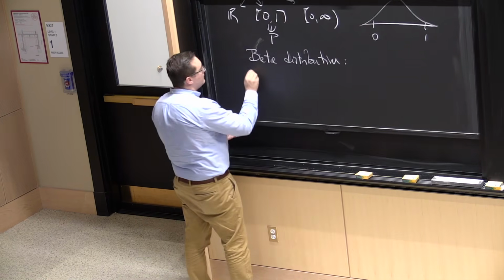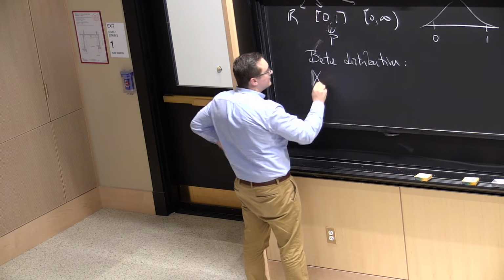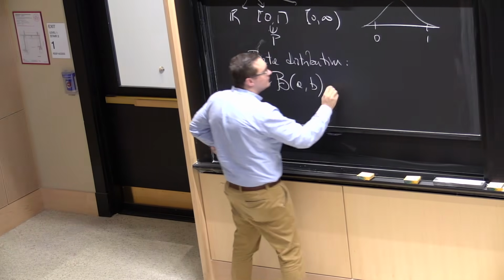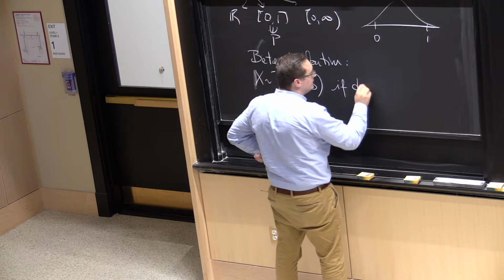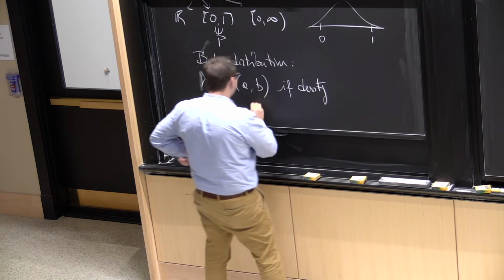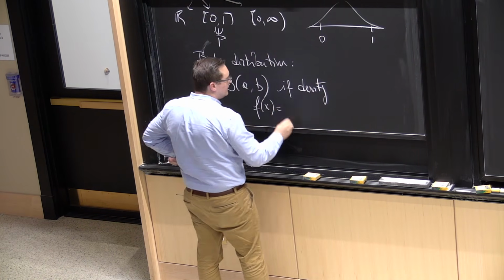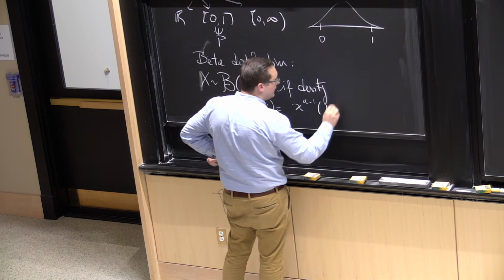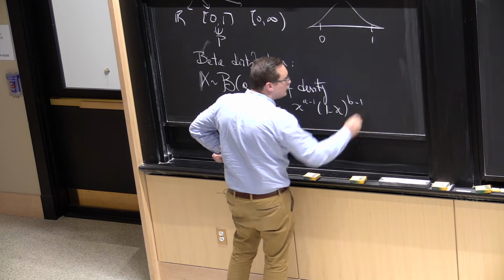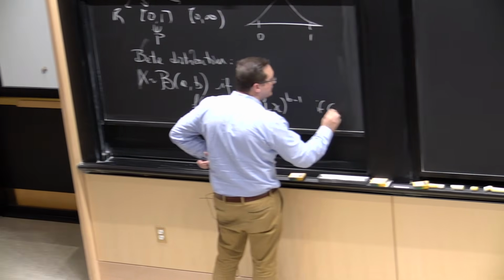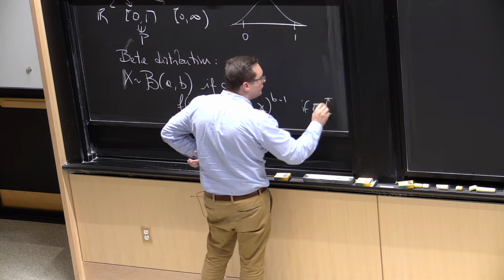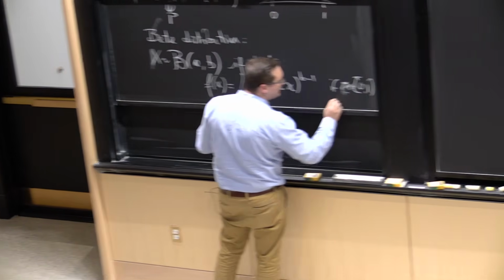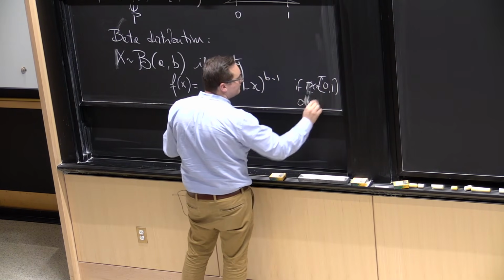So X follows a beta with parameters, say, A and B, if it has a density f of x equal to x to the a minus 1, 1 minus x to the b minus 1, if x is in the interval 0, 1, and 0 for all other x's. OK?